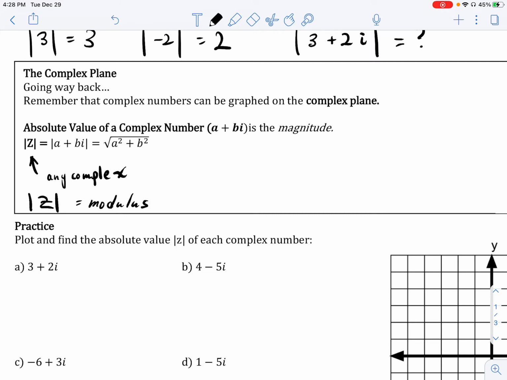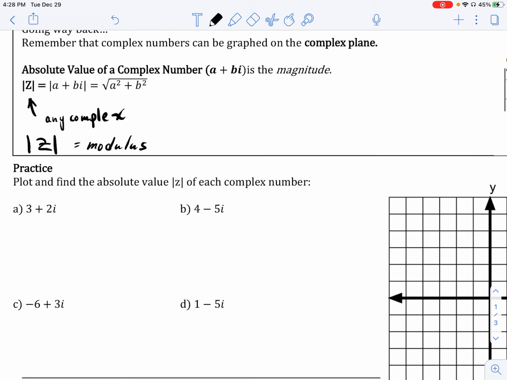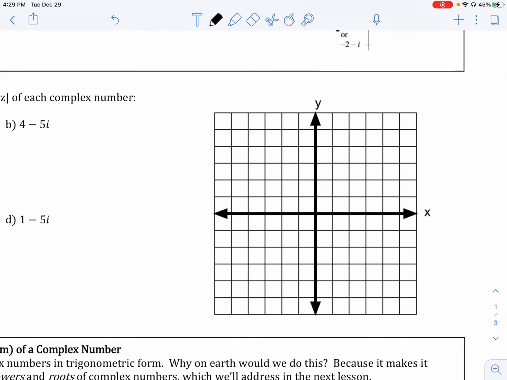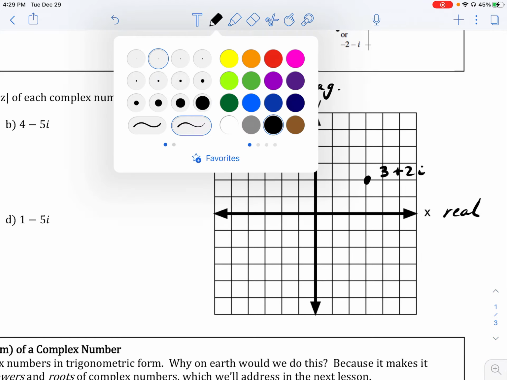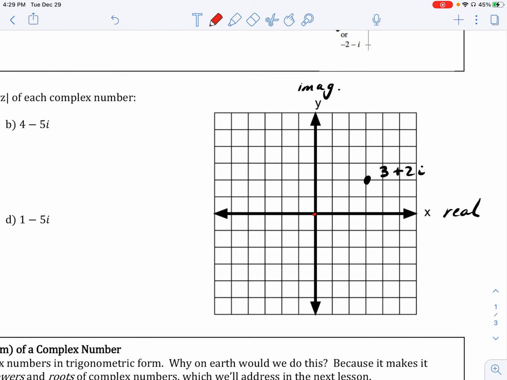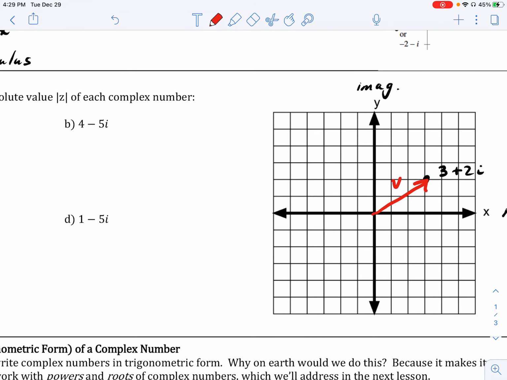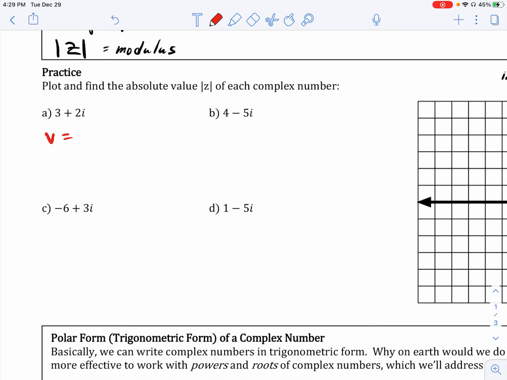So let's actually try this problem. Let's take the number 3 plus 2i. Let's first plot this number. So 3 plus 2i, make sure we know what this looks like. This is our real axis. This is our imaginary axis. 3 plus 2i would be right over here. This would be 3 plus 2i. And if I take a vector to represent 3 plus 2i, it's a vector in component form, 3, 2. So let me just call this vector here. This vector is 3, 2.